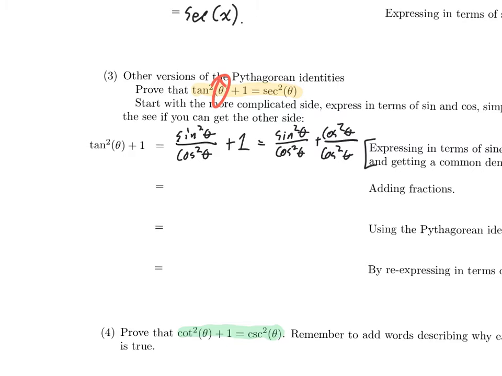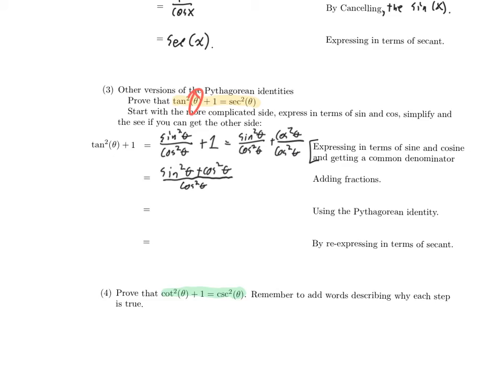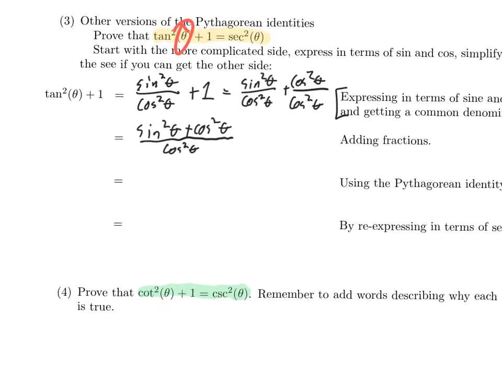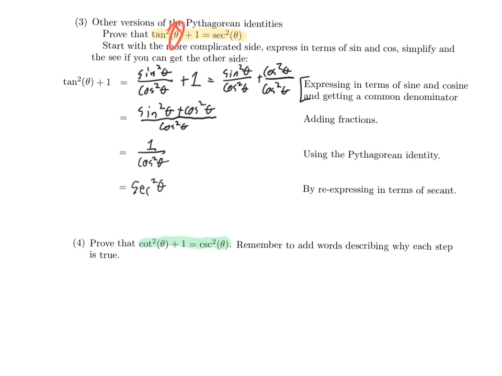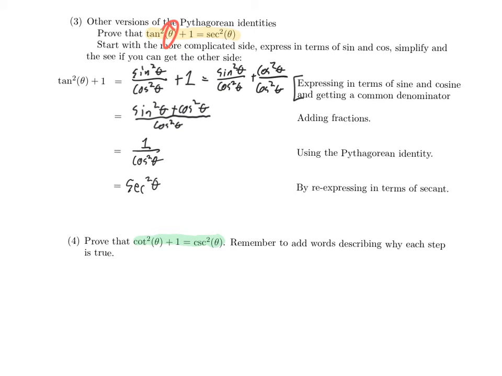We can now add fractions easily. This will give us sine squared theta plus cosine squared theta all over cosine squared theta. Just like we saw before, the numerator is the left-hand side of the Pythagorean identity. So by the Pythagorean identity, the numerator is 1. And I still divide by cosine squared of theta. But what is 1 over cosine squared of theta? Well, it is secant squared of theta. So you can get that just by re-expressing in terms of secant. Wonderful.